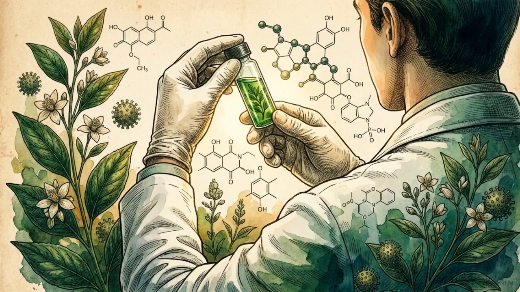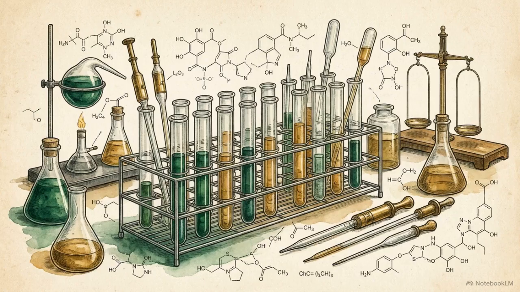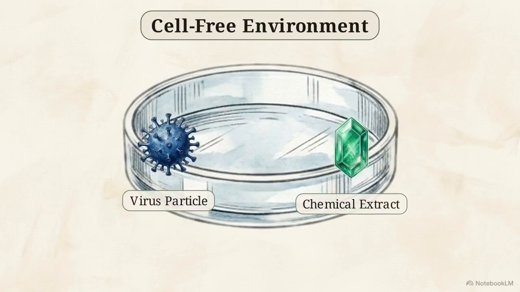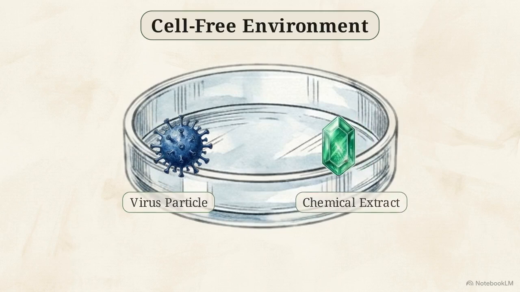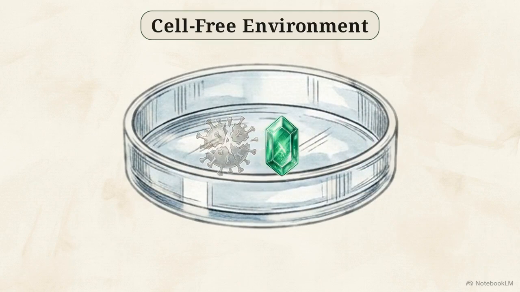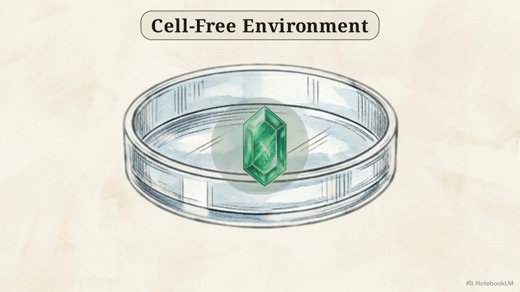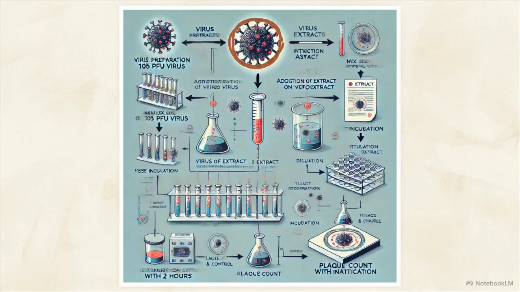Researchers ask, how do we determine if a new natural extract can actually neutralize these viruses? To answer that question, laboratories rely on a highly specific procedure called the virus inactivation assay. The core purpose of this assay is to test a direct physical interaction. We want to prove definitively whether a specific chemical extract can destroy a virus particle entirely on its own upon direct contact. This flowchart maps out the complete roadmap for the virus inactivation assay.